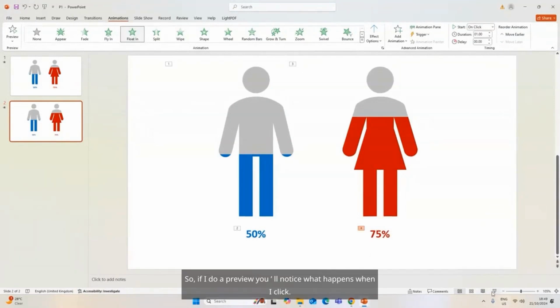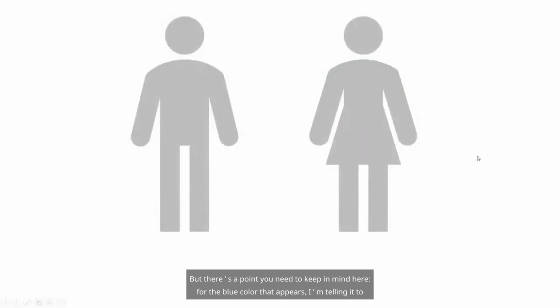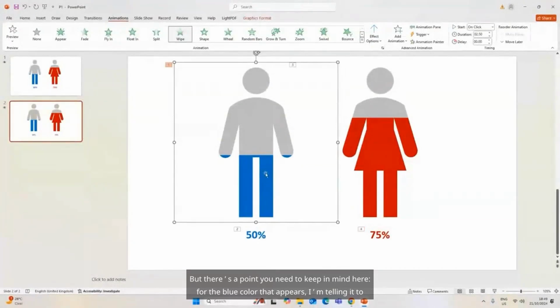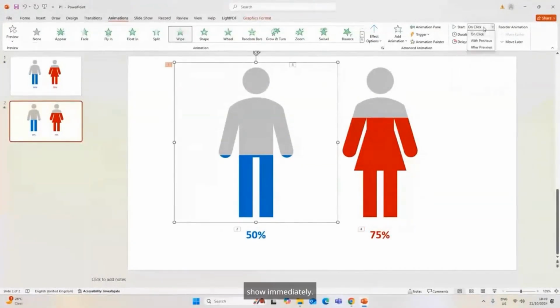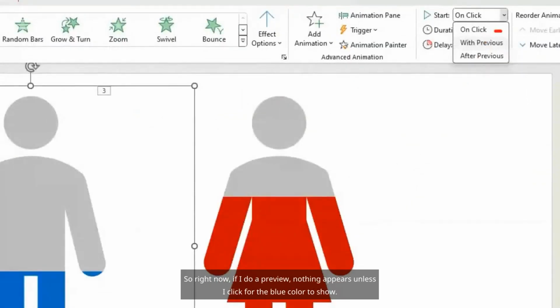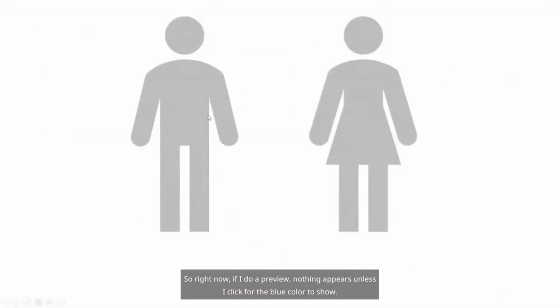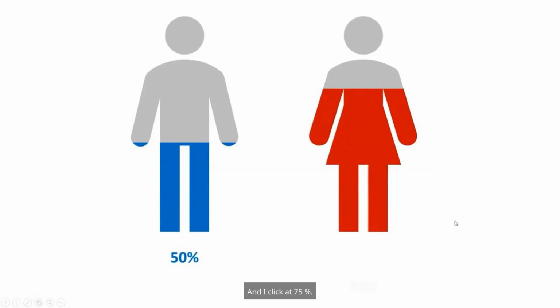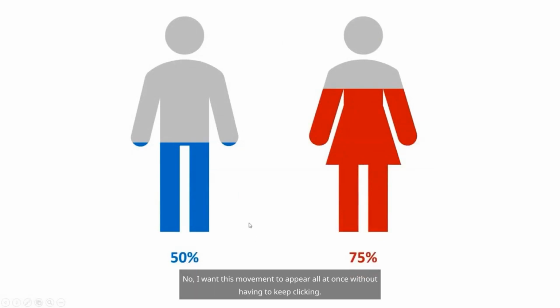So if I do a preview, you'll notice what happens when I click. But there's a point you need to keep in mind here. For the blue color that appears, I'm telling it to show immediately. I don't need to click for it to show. So right now, if I do a preview, nothing appears unless I click for the blue color to show. So that the red color appears and I click at 75%. No, I want this movement to appear all at once without having to keep clicking.